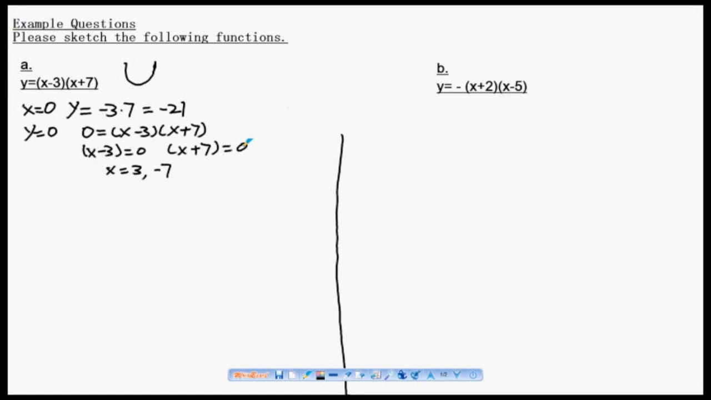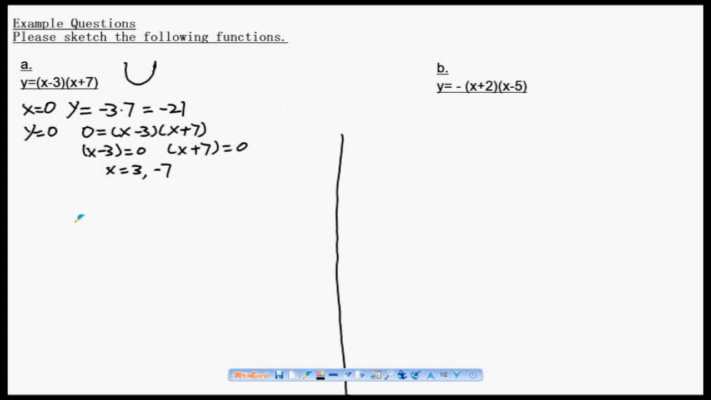Now let's assume y equals 0. Then 0 will be x minus 3 and x plus 7. Now x minus 3 equals 0, and x plus 7 equals 0, because only 0 times another number is 0. So if x minus 3 is 0, then the whole thing will be 0. That's how we solve this kind of thing. I'm sure you've seen this in year 10. So x equals 3 and minus 7, because 3 minus 3 is 0, and minus 7 plus 7 is 0.